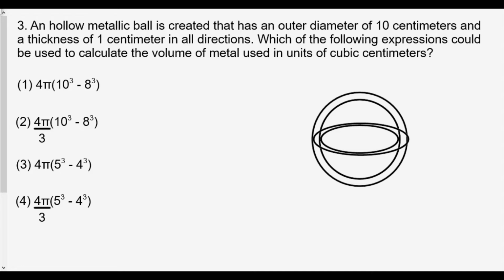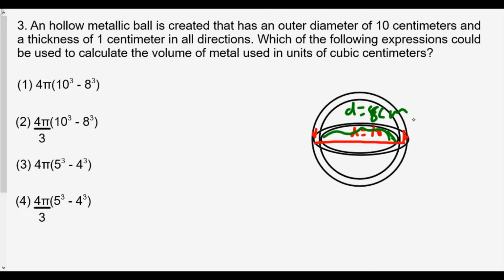Here, a hollow metallic ball is created that has an outer diameter of 10 centimeters and a thickness of 1 centimeter in all directions. Which of the following expressions could be used to calculate the volume of the metal used in units of cubic centimeters? So we see in this case the diameter of the large sphere is going to be 10. But it has 1 on this side and 1 on this side. And so therefore, if we're looking for the diameter of the small sphere, this measurement here, it would not be 9, but instead our diameter is going to be 8 centimeters.